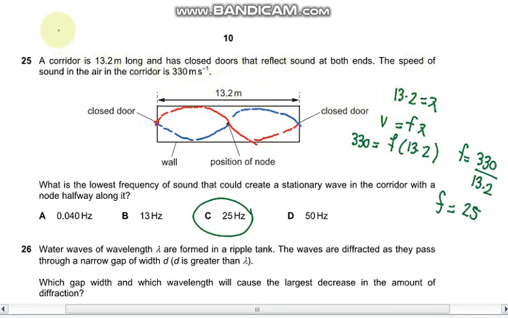So question number 25 says that there is a closed end, and a node must be created somewhere here. So what would be the lowest frequency? So what we can do is sketch this up.